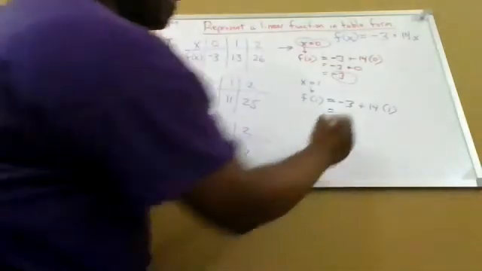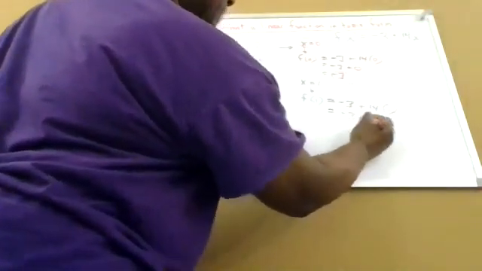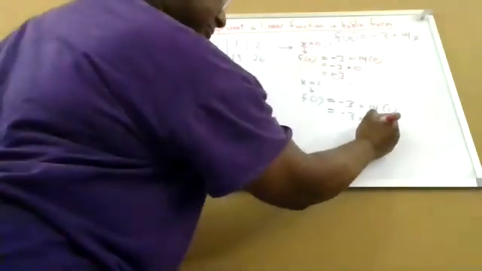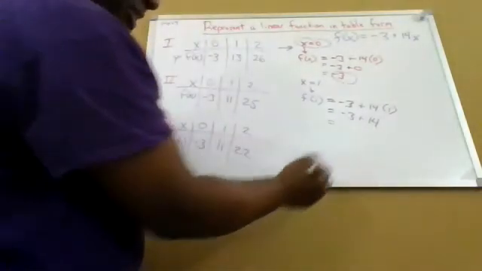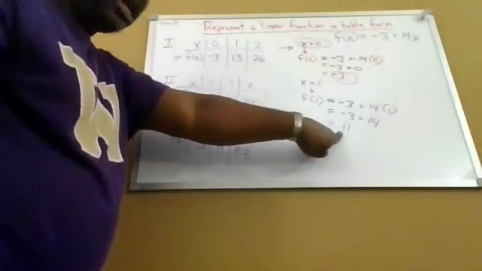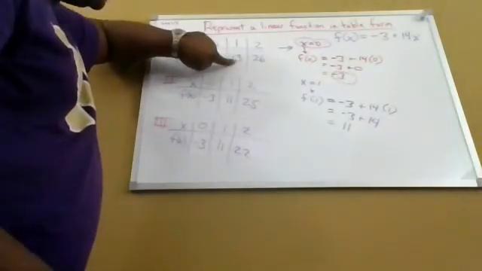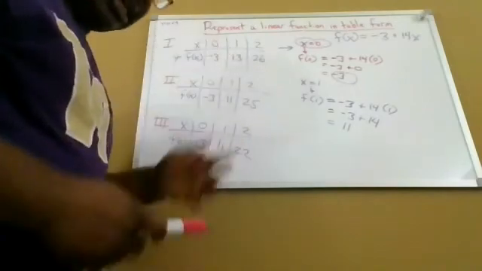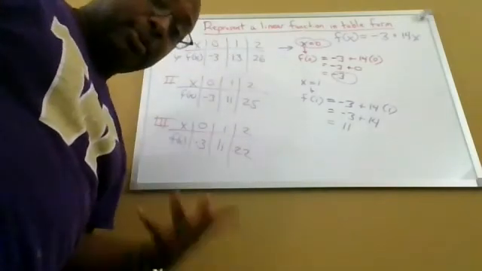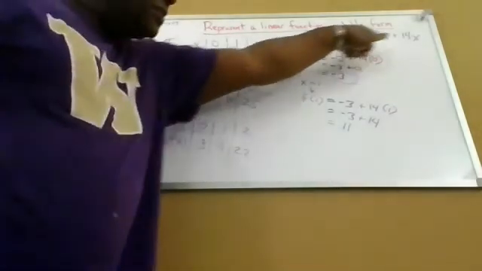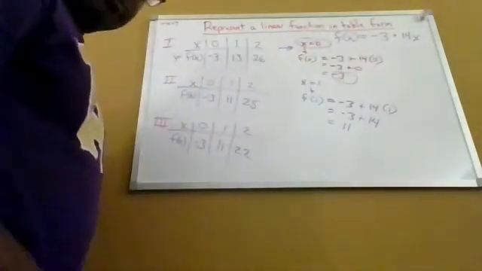Bring down my -3. Now plus 14 times 1 is 14. And now -3 plus 14 is 11. Okay, I got 11, but I was expecting 13. Well, since that did not happen, I can eliminate table 1 as containing x, y values that satisfy that equation. So I can just put a big X.